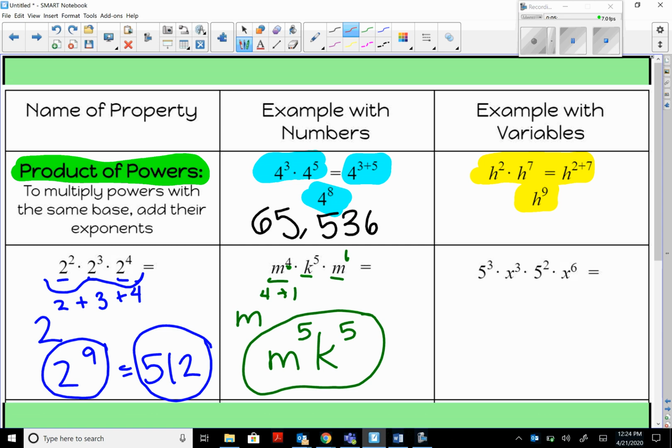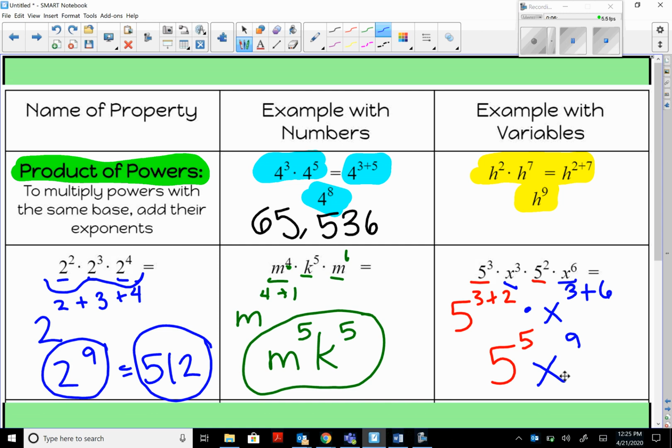On the last one, I have two different bases. Everything here is multiplication, so I am allowed to use product of powers property when the bases are the same. So I'm going to start with the 5s, and I'm going to add the exponents, 3 plus 2. So that's going to be 5 to the 5th power. And now I'm going to look at the x's. I've got x to the 3rd and x to the 6th. So I'm going to add 3 plus 6, which is x to the 9th power.